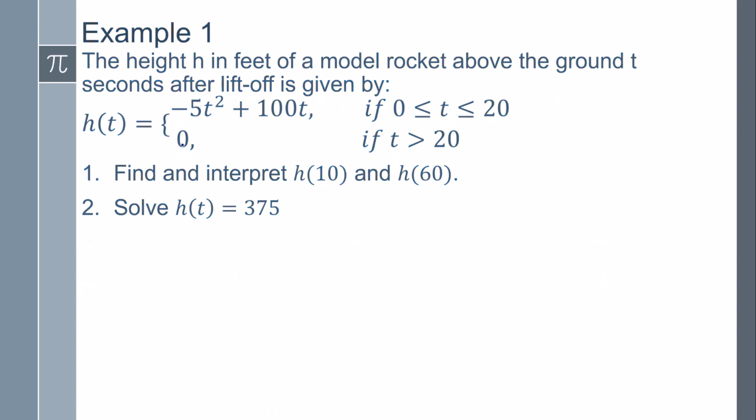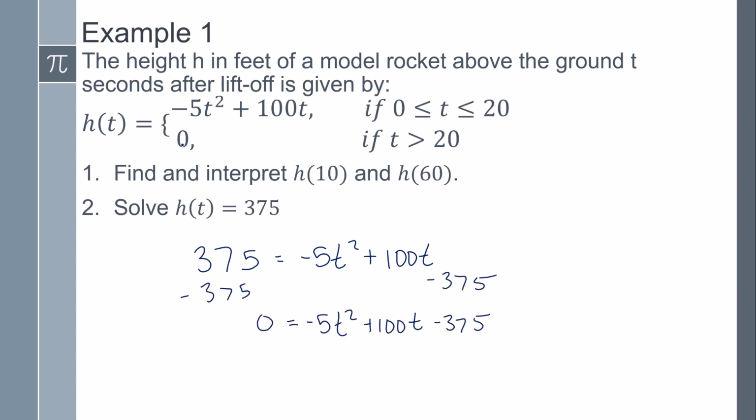If I wanted to find or solve h of t equals 375, that means you take your equation and you set it equal to 375. Well, it's a quadratic equation. So I have to subtract 375 from both sides because we want our quadratic equations to equal 0. We also like our a to be 1 if possible. Well, there's a 5 in common with everything here, so I can divide everything by -5.